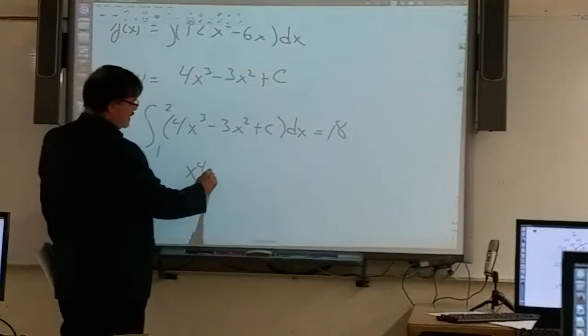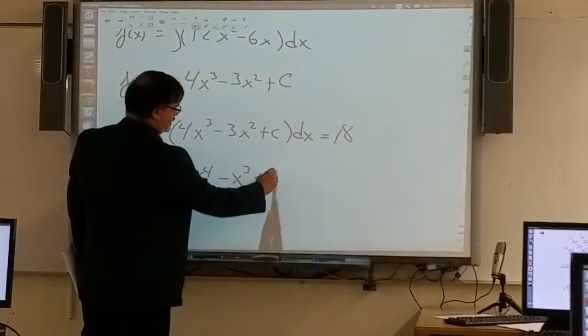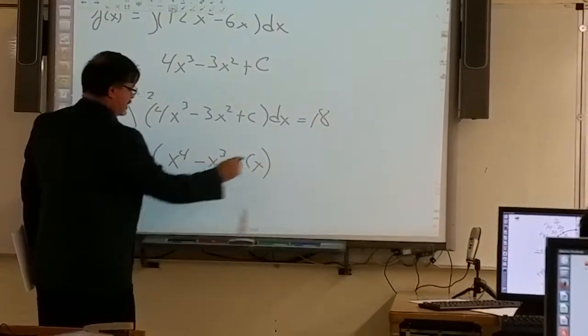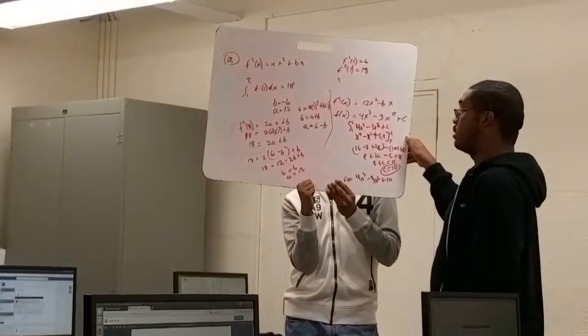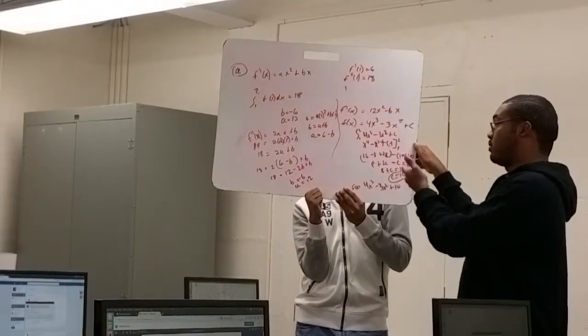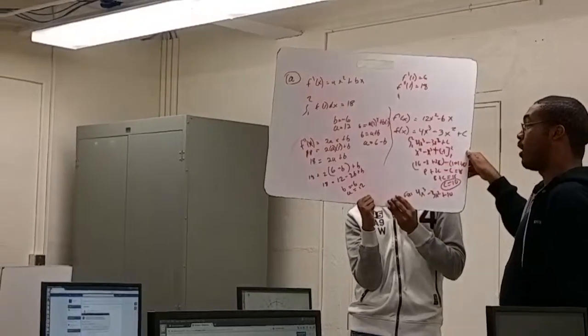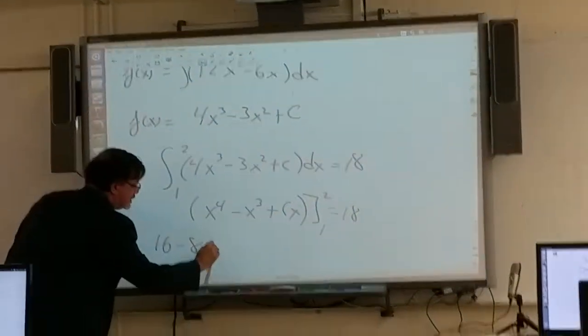Minus x cubed plus cx, evaluated from 1 to 2 is 18. Go ahead, and then solve for c. What do you do? Plug in 2, plug in 1, and then subtract. So you plugged in 2. What do you got? 16 minus 8 plus 2c.